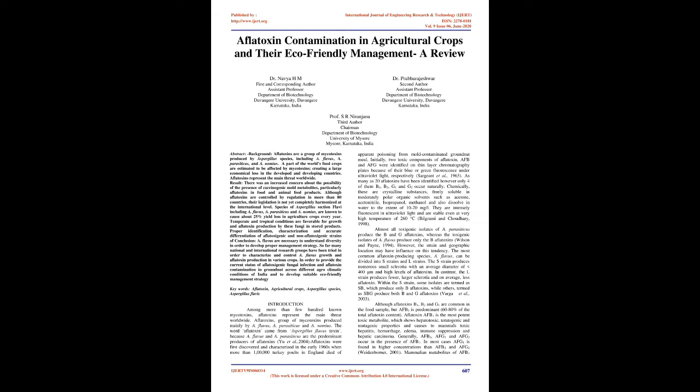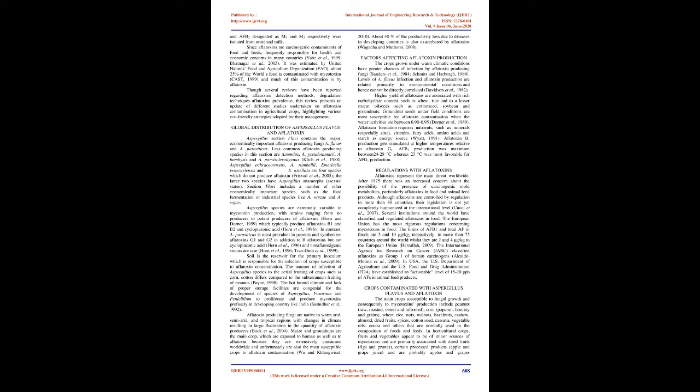Although aflatoxins B1, B2, and G1 are common in food samples, AFB1 is predominant, 60 to 80% of the total aflatoxin content. Aflatoxin AFB1 is the most potent toxic metabolite, which shows hepatotoxic, teratogenic, and mutagenic properties and causes toxic hepatitis, hemorrhage, edema, immune suppression and hepatic carcinoma in mammals. Generally, AFB2, AFG1 and AFG2 occur in the presence of AFB1. In most cases AFG1 is found in higher concentrations than AFB2 and AFG2.